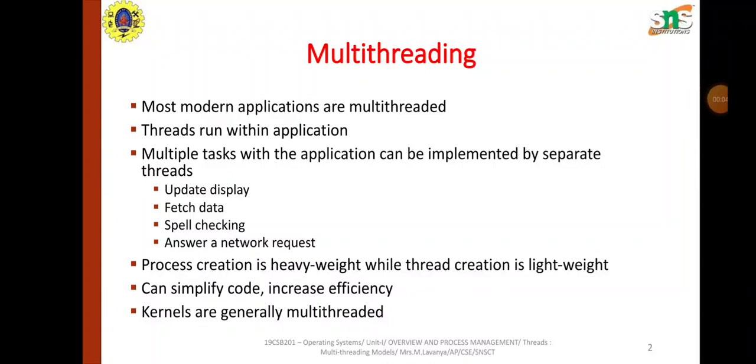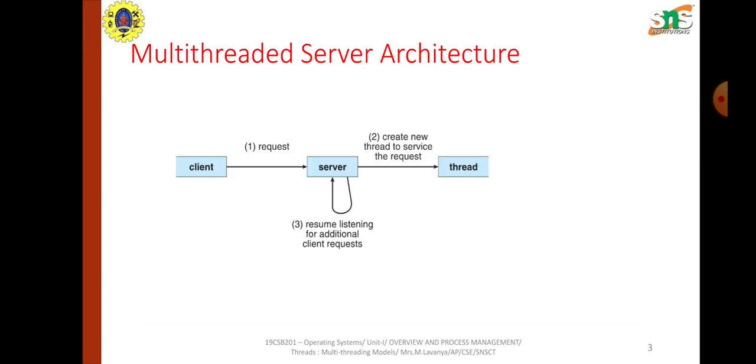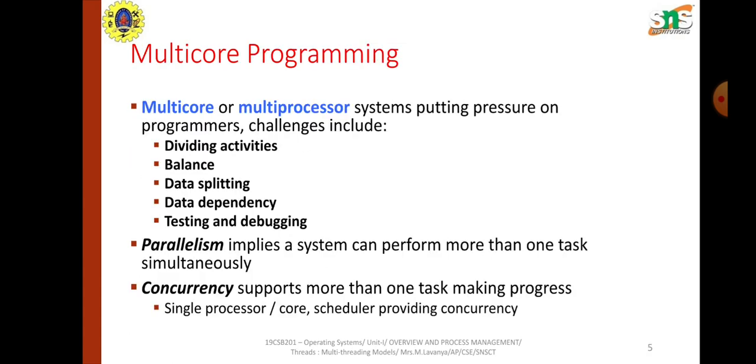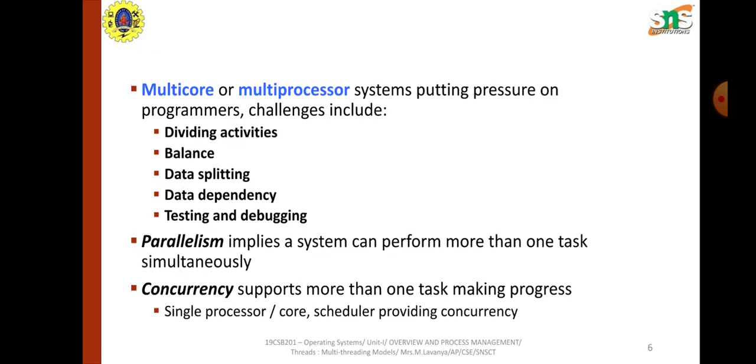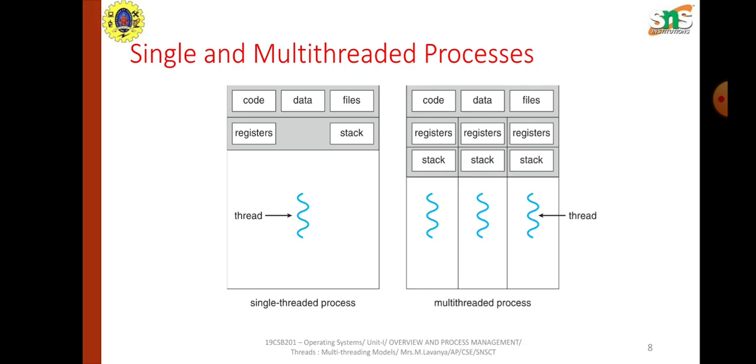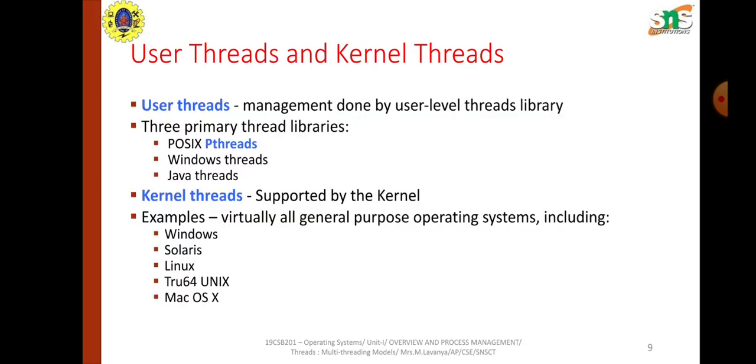Hi everyone, this is the continuation of multi-threading and the operating system. We have already seen what is a thread and what are the benefits of multi-threading, that is responsiveness, resource sharing, economy and scalability. And we have seen multi-core programming. In that we have seen the execution of concurrency and parallelism of a thread, and we have seen single threaded and multi-threaded process.